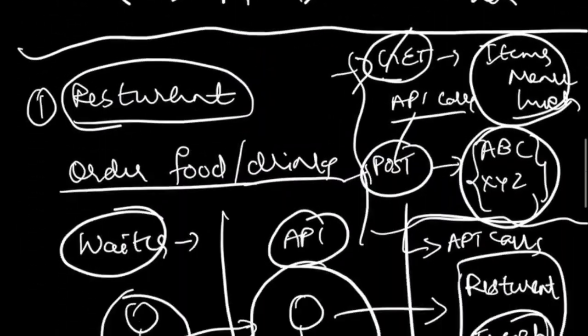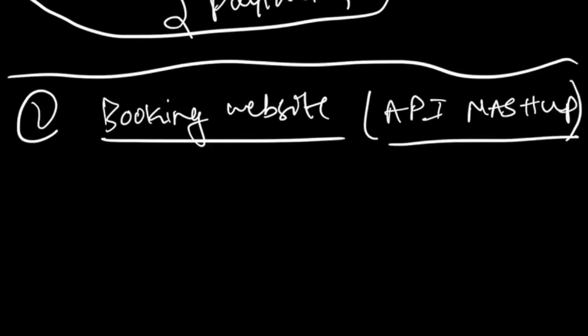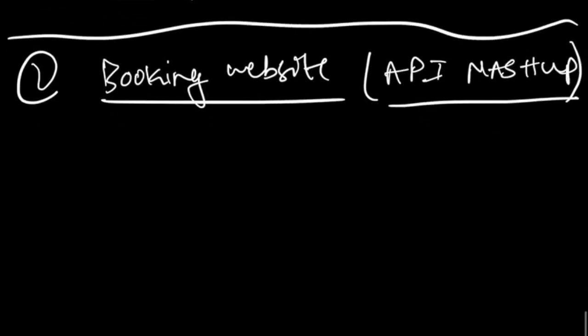You can take another example as a booking website. So here we'll also discuss something called API Mashup, right? So what is API Mashup? Now we know that we make an API call, there is an interface through which we make an API call, and then we get our results, right? That's what we know. So this is a simple API call, and there is something called API Mashup.